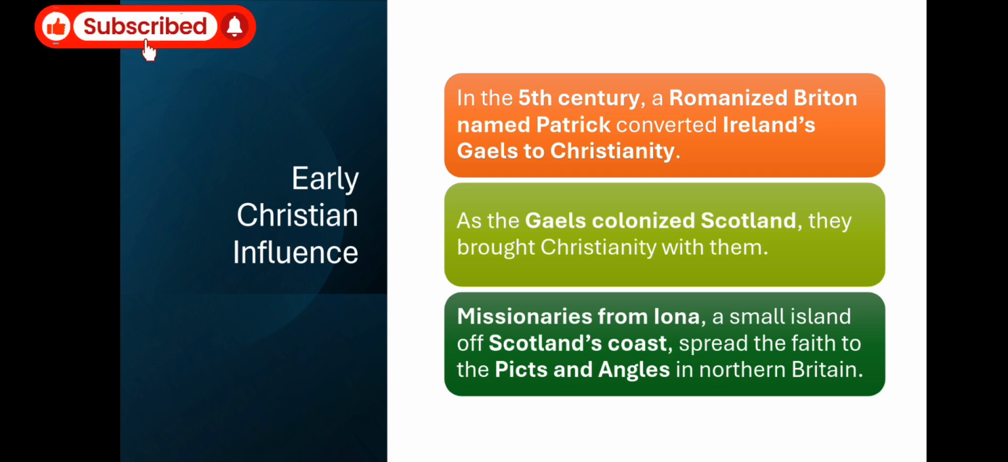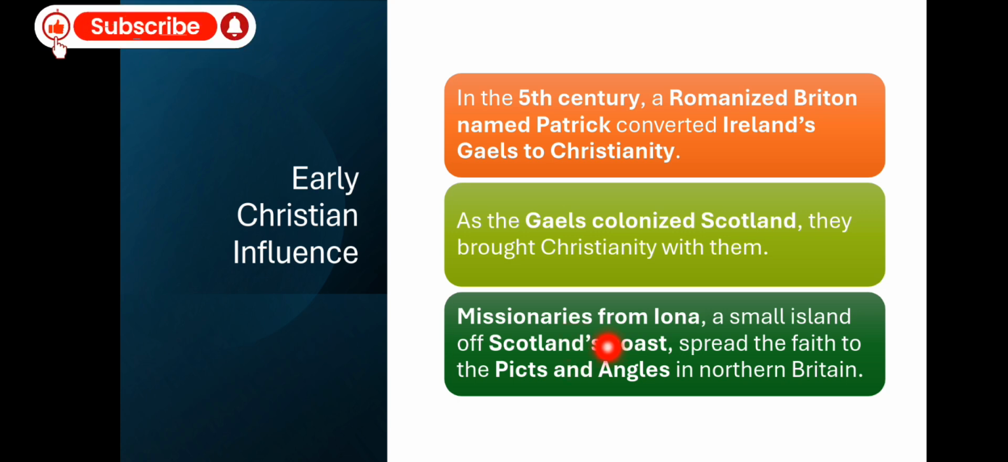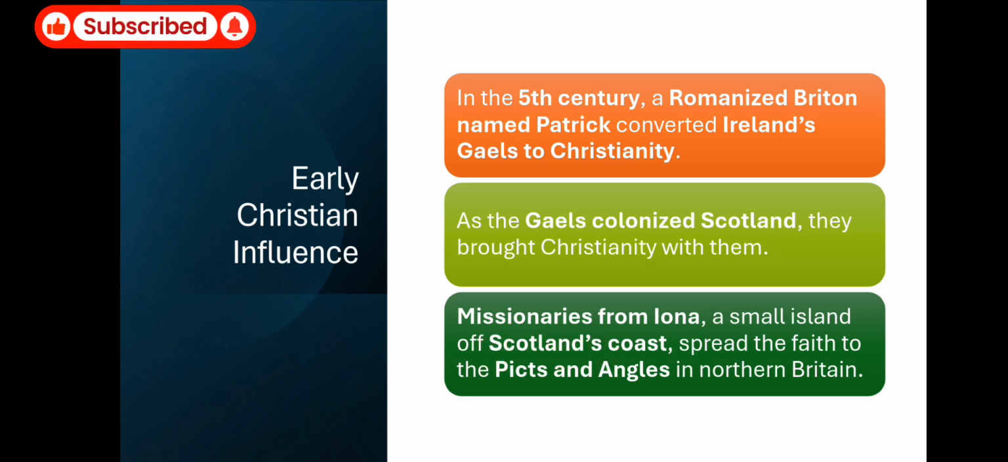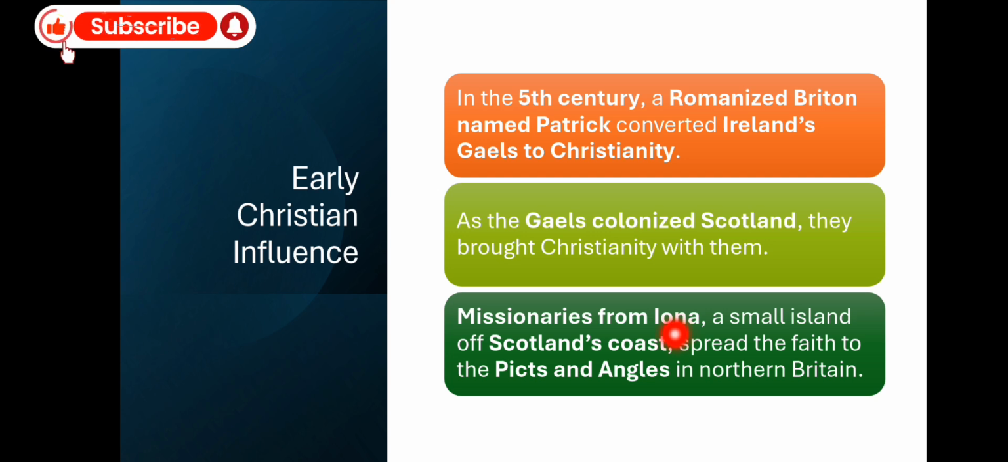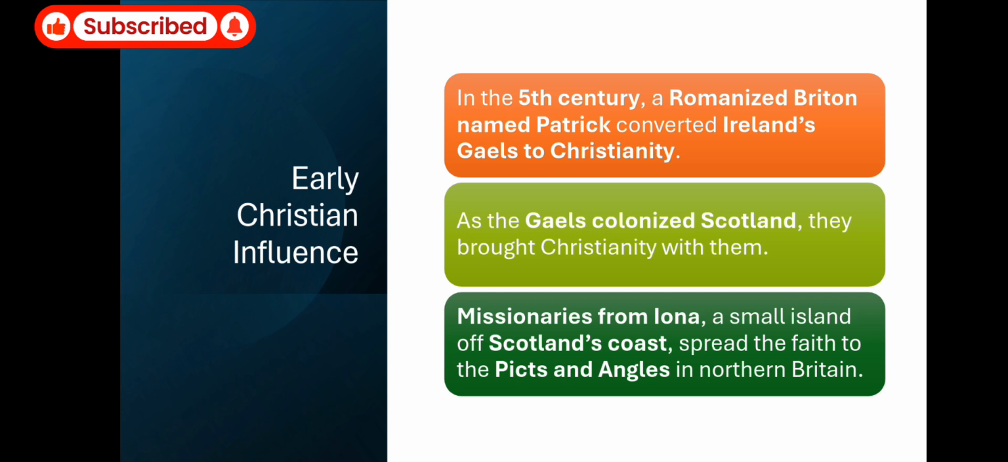Christianity also arrived among the Picts and the Angles, who were living in Britain. First we see Ireland, then Scotland, and then missionaries from Iona, a small island off the Scottish coast. So missionaries from Iona spread the faith to the Picts and Angles in northern Britain. So now Christianity arrived to the Picts of Great Britain, and the Anglo-Saxon Angles, who migrated from continental Europe. So Christianity arrived here also in Britain now.